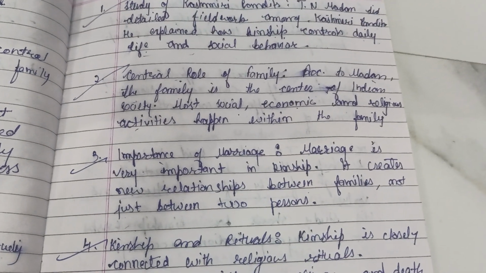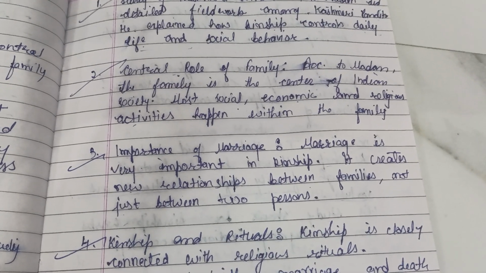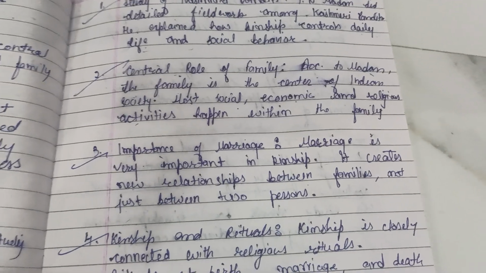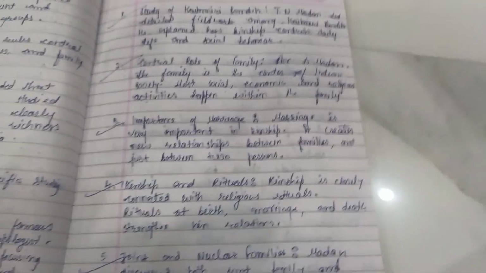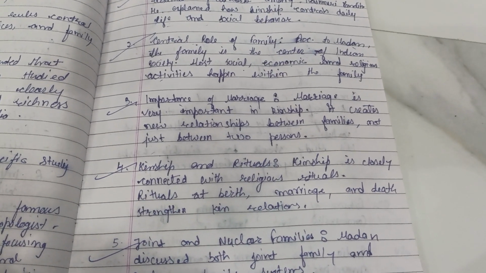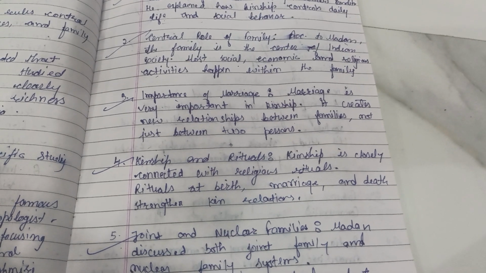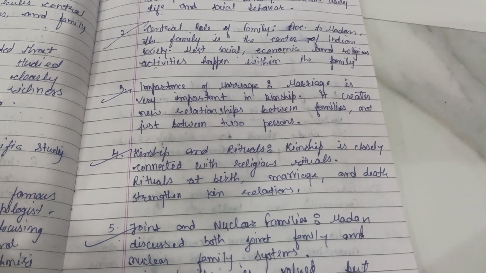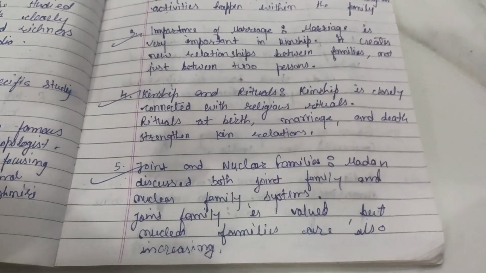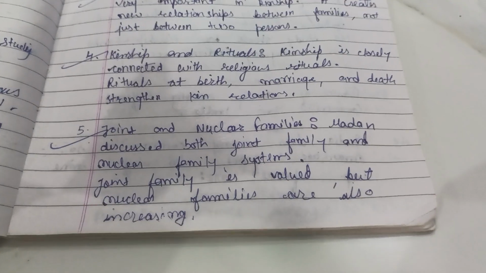Central role of family. According to Madan, the family is the center of Indian society. Most social, economic, and religious activities happen within the family. Importance of marriage: marriage is very important in kinship. It creates new relationships between families, not just between two persons. Kinship and rituals: kinship is closely connected with religious rituals. Rituals at birth, marriage, and death strengthen kin relations.